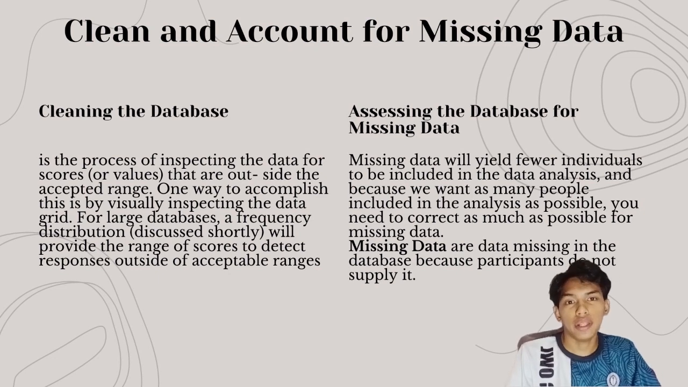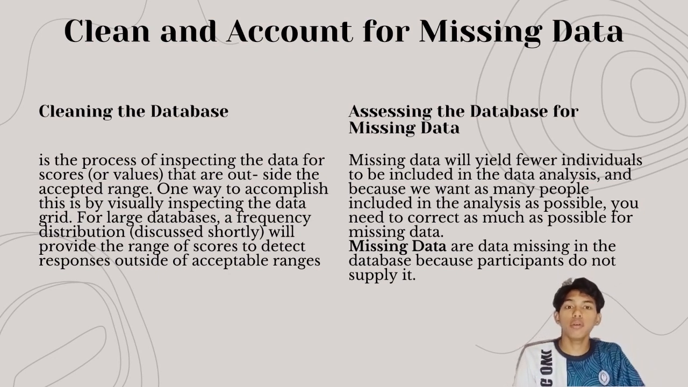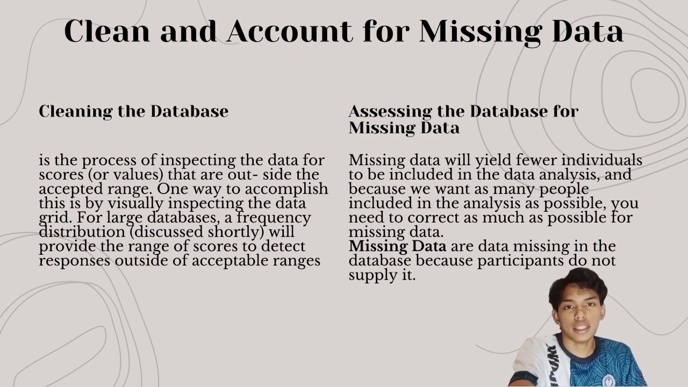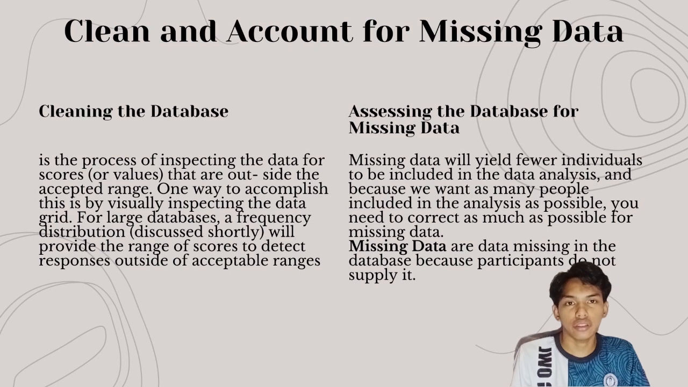Next is to remove duplicates. Check for and remove duplicate rows or entries in your dataset to avoid redundancy and ensure data integrity. Next is to handle outliers. Identify and address outliers that may skew your analysis results. Consider removing or transforming extreme values based on domain knowledge.